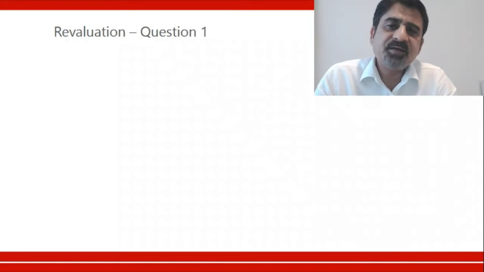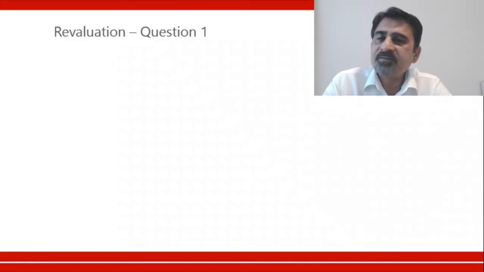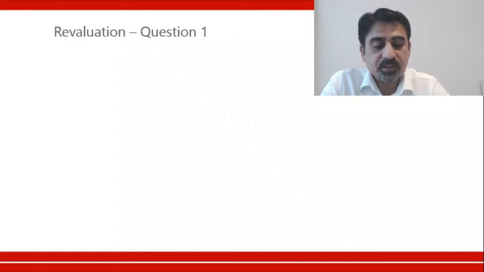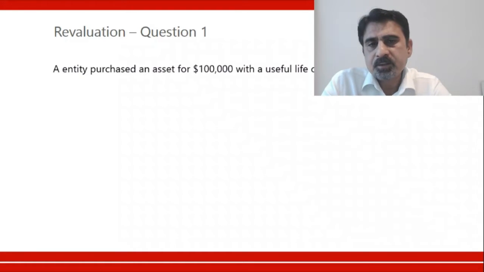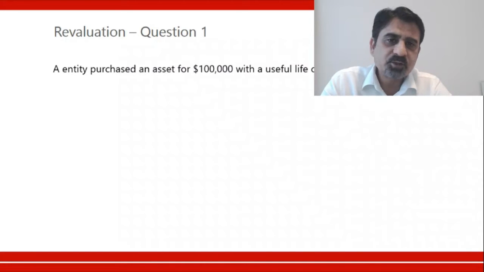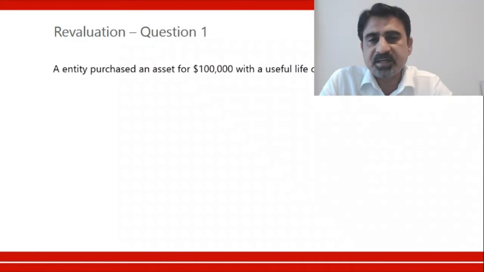So let's see this revaluation question, and after doing this question you will understand in more detail the double entry of revaluation as well. So let's suppose that an entity purchased an asset for $100,000 with a useful life of 20 years. We have not mentioned the residual value, so you can assume that the residual value is 0. And we have also not given you any depreciation method, so by default you should take the straight line method. You should only use reducing balance method when they ask you to use reducing balance. Otherwise, you will always take straight line method.